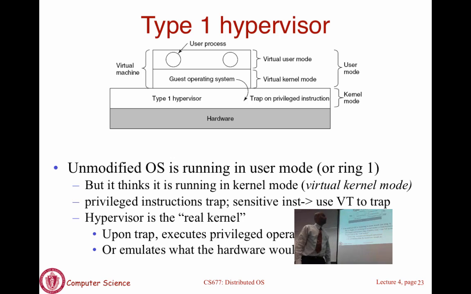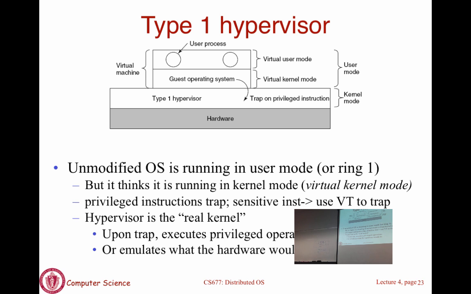Here's a picture that shows type 1 hypervisors. You have hardware. You have a type 1 hypervisor running on hardware. There's a virtual machine with a guest operating system. Now, as far as the guest is concerned, it doesn't know it's running on a virtual machine. It thinks it's running on a physical machine. It's totally transparent to the guest.